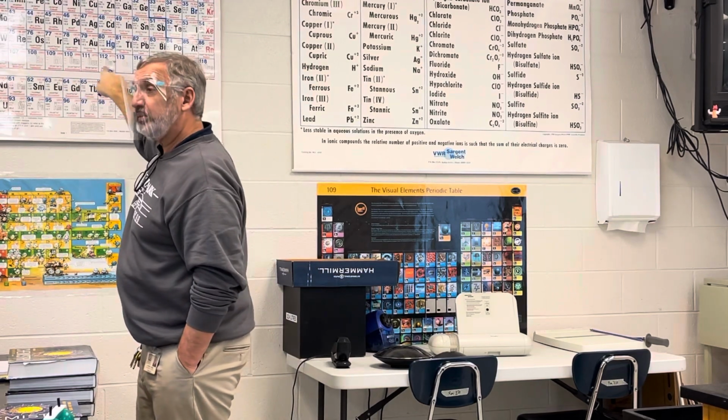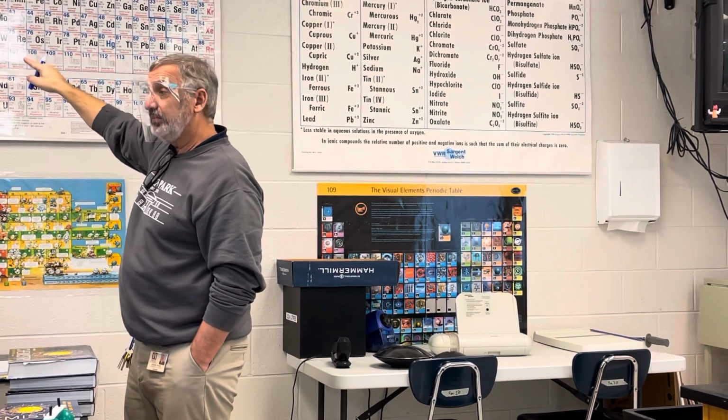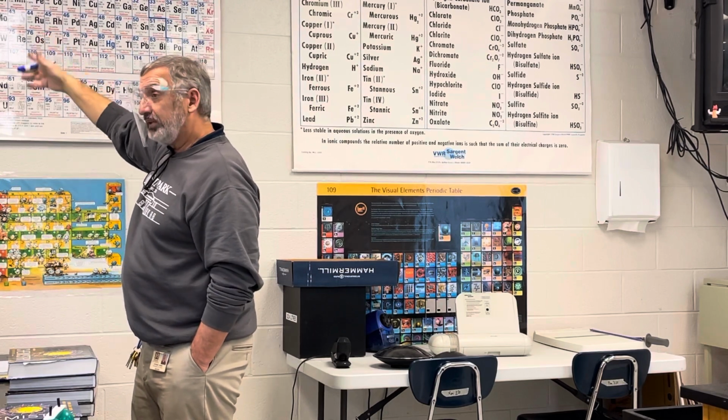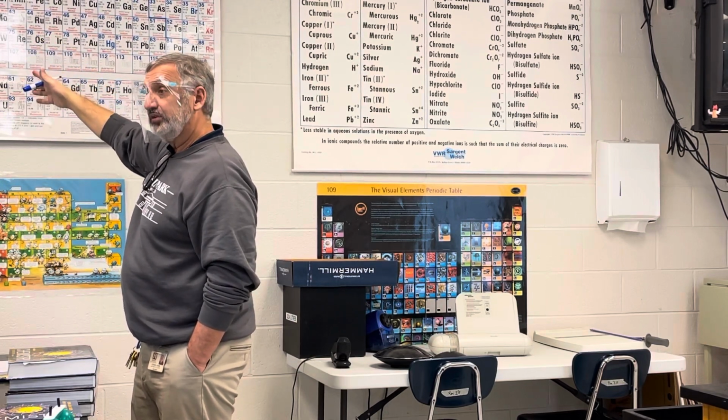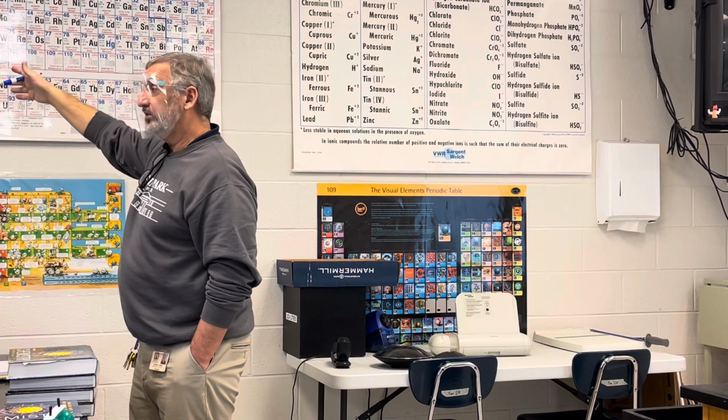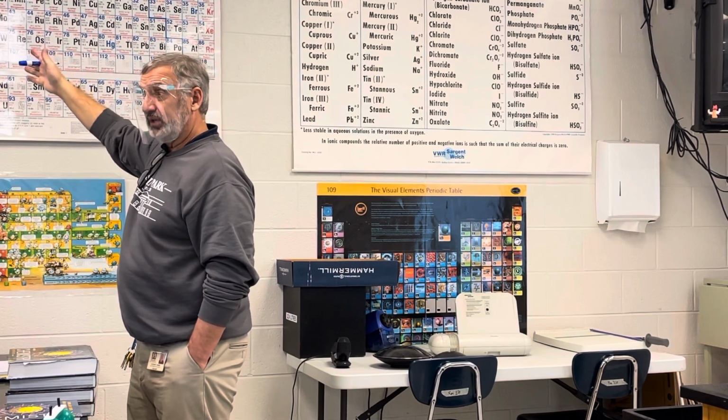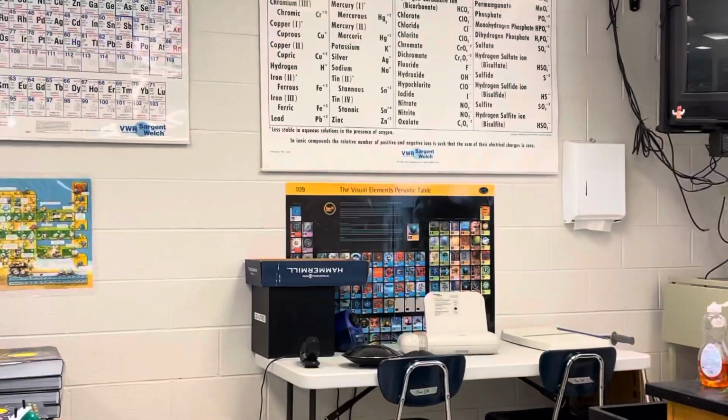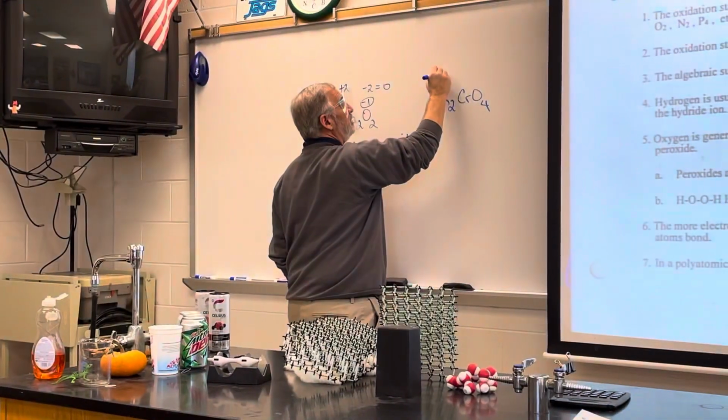You will always have this periodic table. There's only one number above the symbol. Group 1 are all +1. Group 2 are all +2. So if there's only one option, it's a no-brainer. That's all it can be. Okay? So potassium is +1.